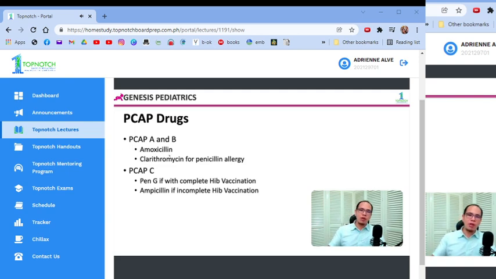Of course, you can shuffle with your cephalosporin, such as cefuroxime. But I don't think there's a need to go higher because I see a lot of people giving left and right co-amoxiclav for pneumonia, especially when there is no previous antibiotic intake. That's too high, guys. Your amoxicillin will work. If your patient is allergic to amoxicillin, you can give macrolides, such as clarithromycin. For PCAP C, those who are admitted, it will depend on your Hib vaccination status. If he is completely vaccinated against Hib, then PenG would suffice. If not, the IV form of amoxicillin, which is ampicillin, is to be used. Okay? I hope that's clear.